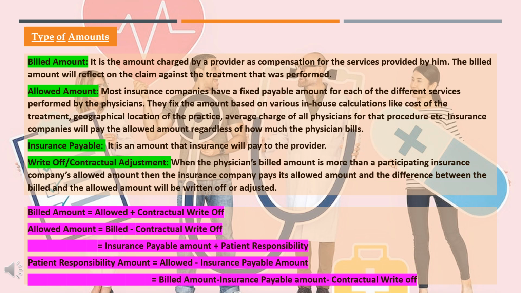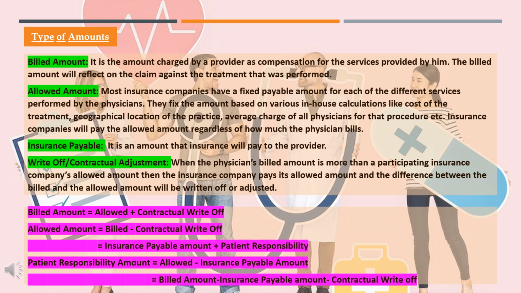Next, allowed amount. Most insurance companies have a fixed payable amount for each of the different services performed by the physicians. They fix the amount based on various in-house calculations like cost of the treatment, geographical location of the practice, average charge of all physicians for that procedure, etc. Insurance companies will pay the allowed amount regardless of how much the physician bills. Insurance payable is the amount that insurance will pay to the provider.